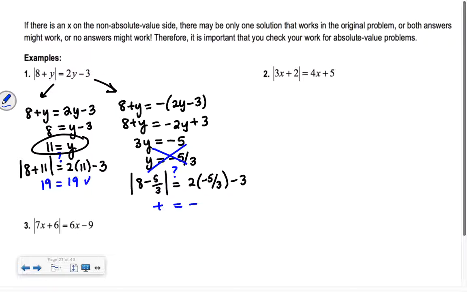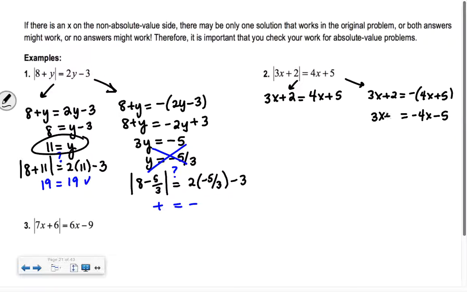All right, so let's try the next one. So I'm going to take my 3x plus 2, and it's going to equal 4x plus 5. That's the first equation. And then I'm going to take 3x plus 2, and it's going to equal the opposite of 4x plus 5. So if you want to do a negative out front, it's going to be negative 4x minus 5. Okay, so we're going to solve both of the equations.